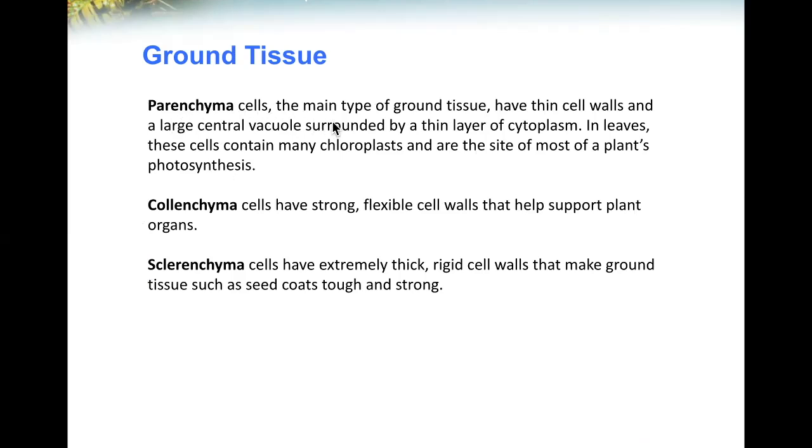Parenchyma cells, the main type of ground tissue, have thin cell walls and large central vacuoles surrounded by a thin layer of cytoplasm. In leaves, these cells contain many chloroplasts and are sites of most of the plant's photosynthesis. Collenchyma cells have strong, flexible cell walls that help support plant organs. Sclerenchyma cells have extremely thick, rigid walls that make ground tissue, such as seed coats, tough and strong.